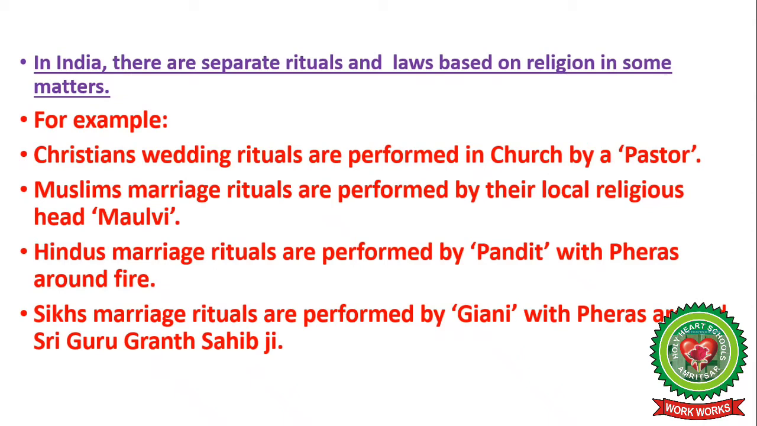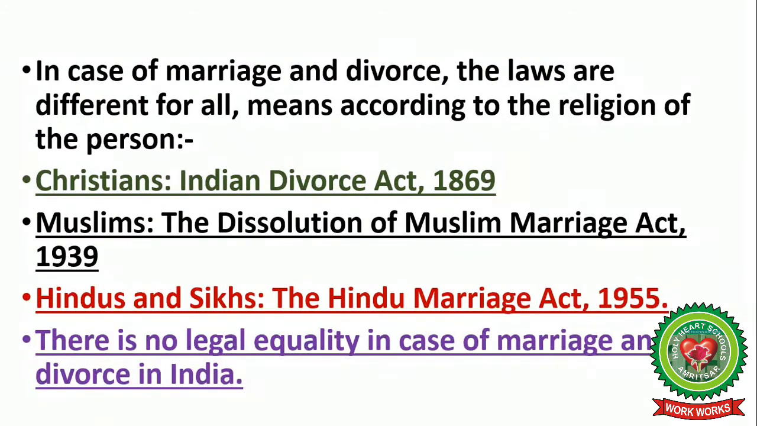So you see, how many religions have I talked about here? That is four types of people: Christians, Muslims, Hindus and Sikhs. Here, all four religions' people are getting married according to their religious customs, and the law also accepts these customs, these rituals. Correct? So there is no legal equality in these matters. Even in case of marriage and divorce, the laws are different for all, according to the religion of the person. The same category people, if they want divorce, the laws are different.